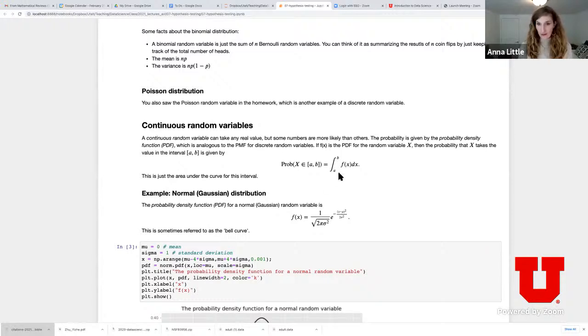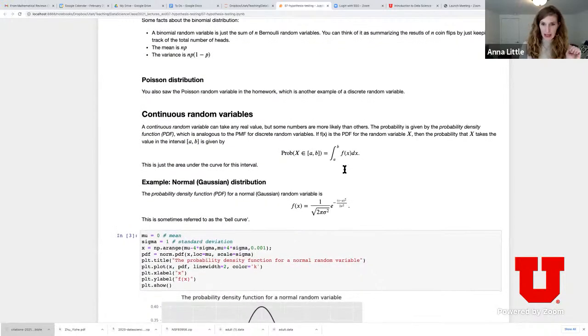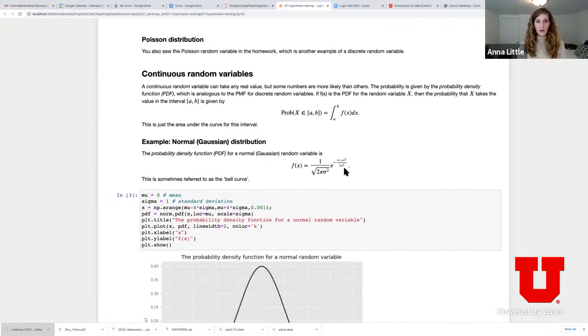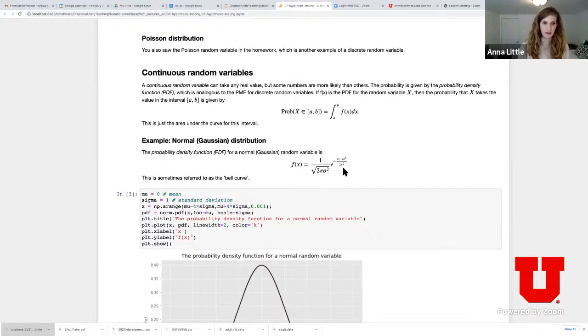Okay, and if you remember from your calculus class, if this is a non-negative function, the integral from a to b of little f can be interpreted as the area under the curve, the area under f between a and b. The most famous continuous distribution is the normal distribution, and it has the following PDF. You can notice two parameters in this formula, a mu and a sigma, so this is a two-parameter family of distributions, sometimes referred to as the bell curve.